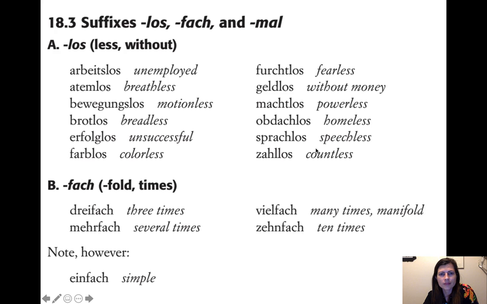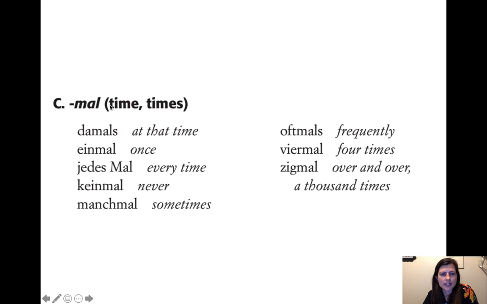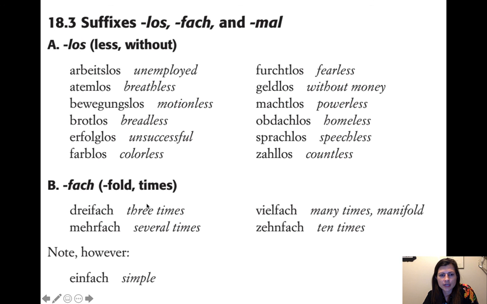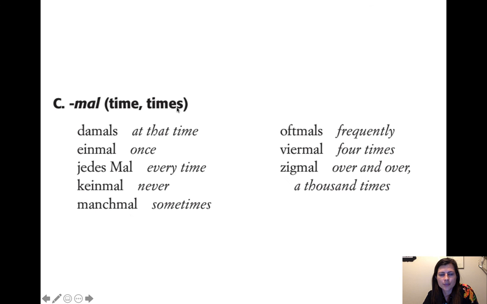Einfach, yeah. And then here we have the times. So this is the one I mentioned with times. Like times the amount, dreifach, versus times as in a sequence of recurring things. So damals, at that time, einmal, once, jedes Mal, every time, keinmal, never, no times, and then manchmal, sometimes, oftmals, frequently, viermal, four times. So you can do the ending einmal, zweimal, dreimal, viermal, fünfmal, sechsmal, any number. Zigmal, over and over, 1,000 times.